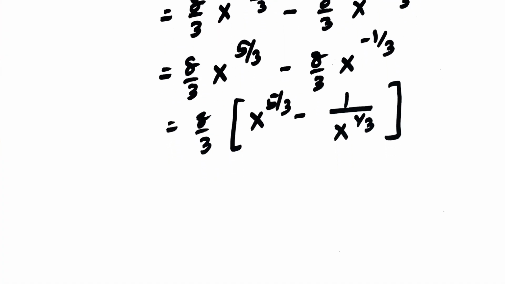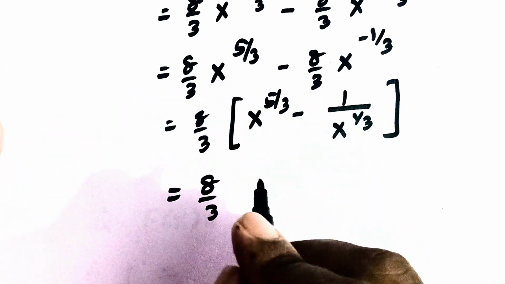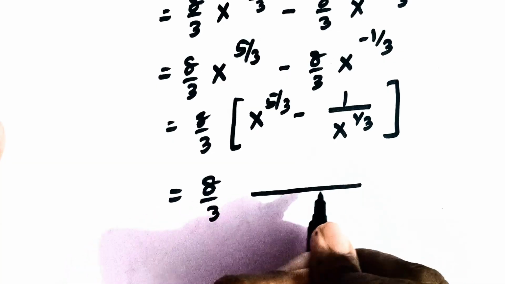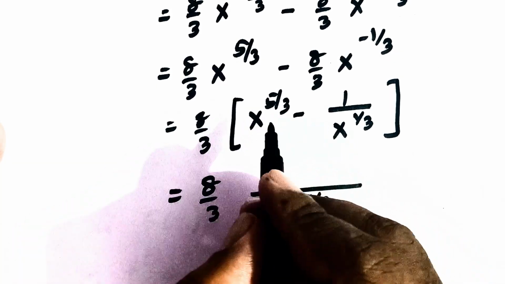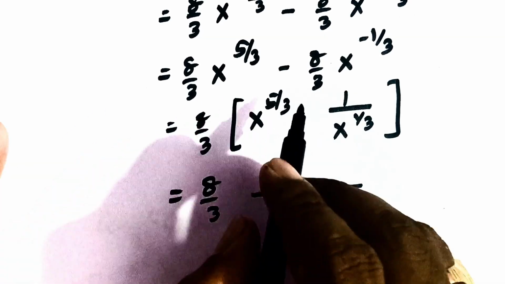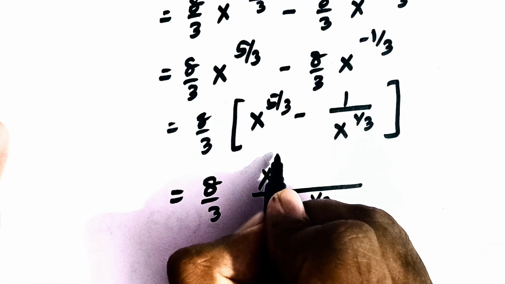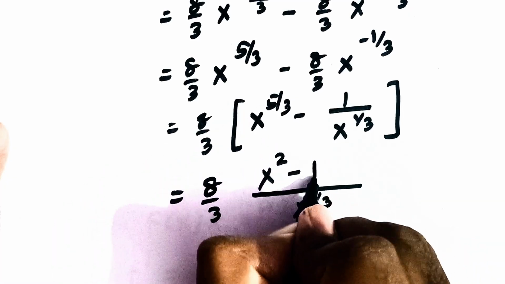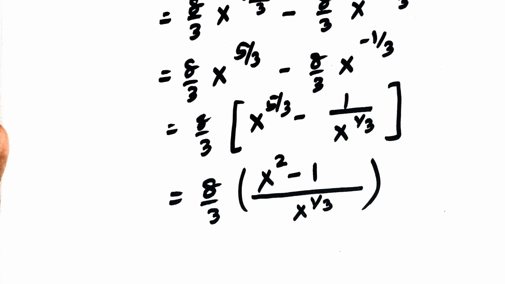So next, we can add these two fractions. In the numerator we have x^(5/3) times x^(1/3), with the same base x, so 5/3 plus 1/3 is 6/3, which is 2, then minus 1. So this is our f dash.